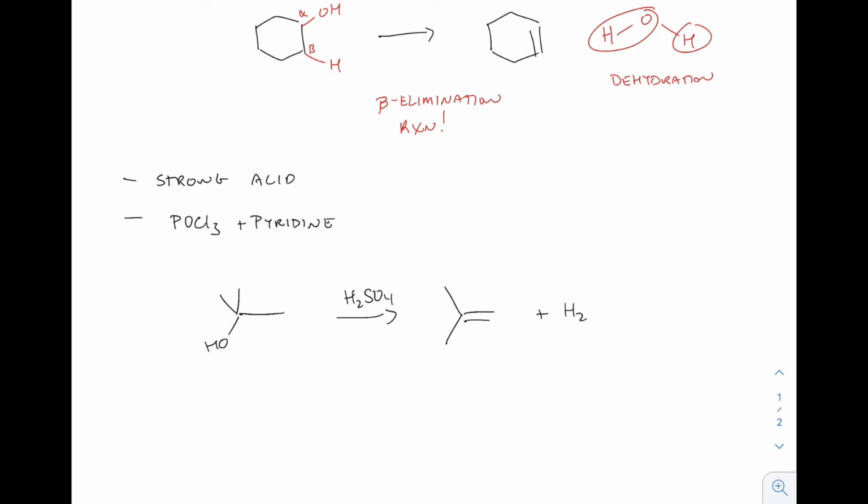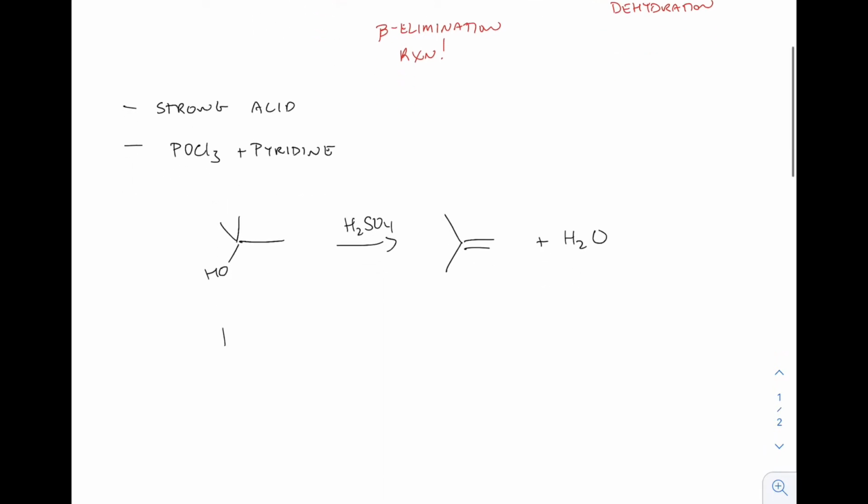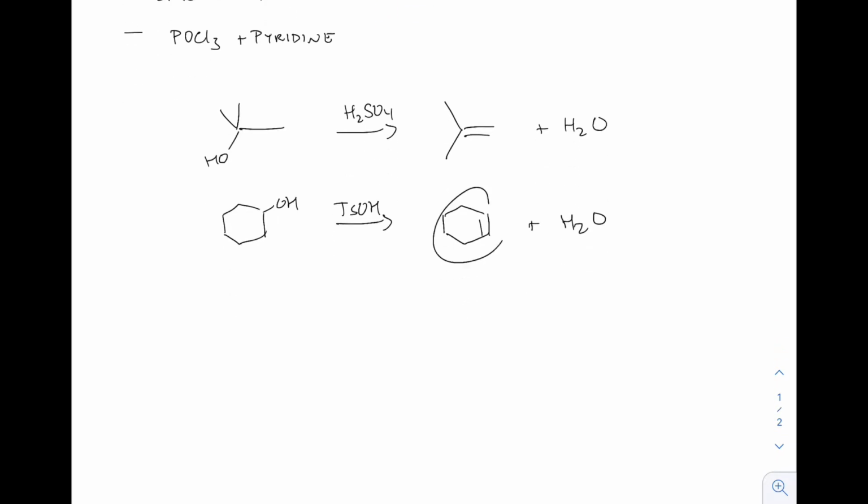So, a super common strong acid: H2SO4. Basically what happens is you have this alcohol and then you form an alkene and water. TsOH, para-toluenesulfonic acid, same deal, right? As long as you have that beta hydrogen, then you can form an alkene product. Okay, and this is an elimination reaction, right?